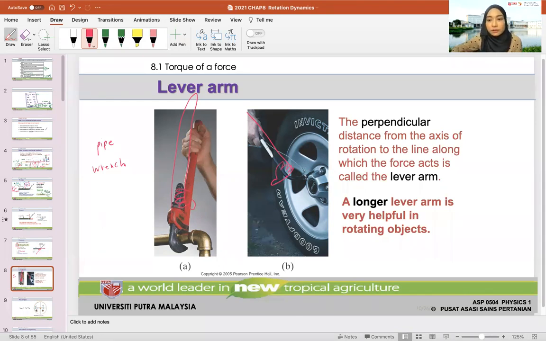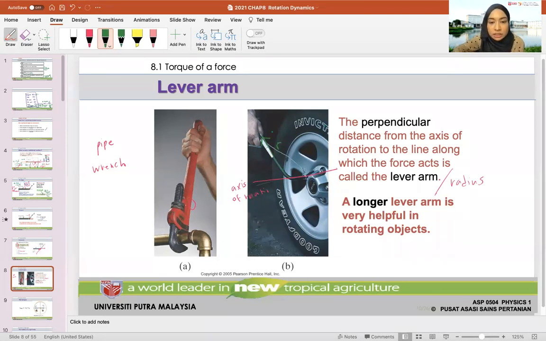So the perpendicular distance from the axis of rotation to the line along which the force acts is called the lever arm or radius. You can just call it lever arm or radius. So in this case, let's label the R and the axis of rotation. So the axis of rotation for this one over here, okay, it's over here, right? This is the axis of rotation. And your R is from the axis of rotation to the point that you are applying force. So this is your R. Yes, okay. So that is your R.